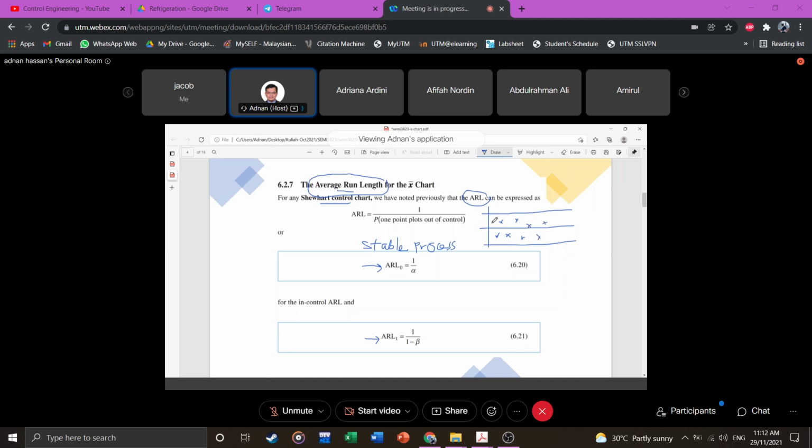So the process might be stable. Suddenly there will be 1 point here. This 1 point is actually coming from a stable process, but because of imperfection in sampling, we have what we call a false alarm. A false alarm is like when there is no fire, but suddenly the alarm is ringing. So ARL is a measure of how long the stable process will run until the first time a false alarm triggers.